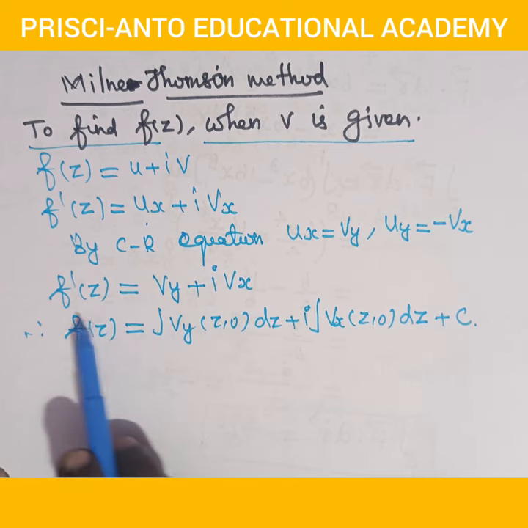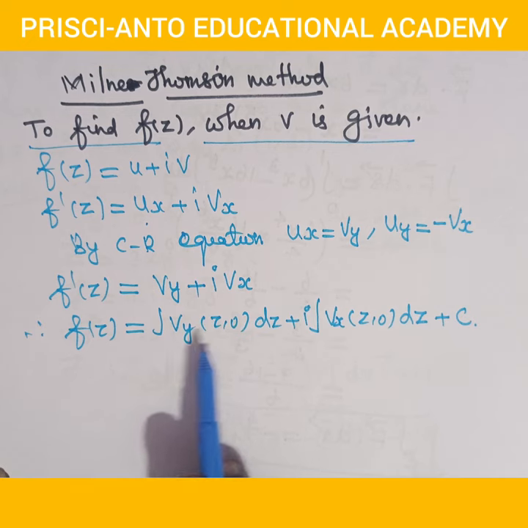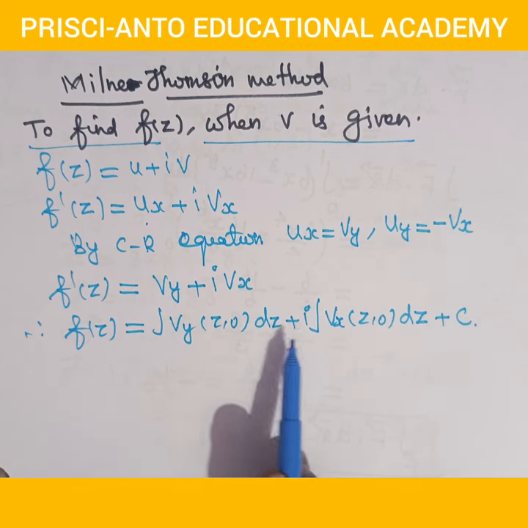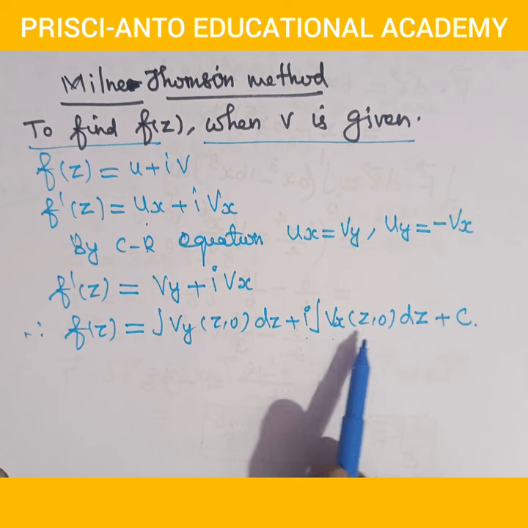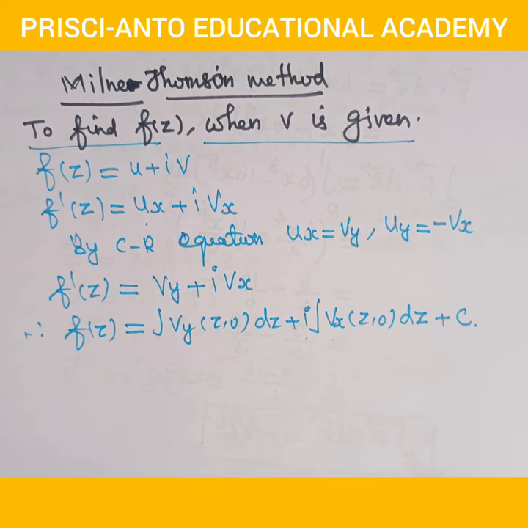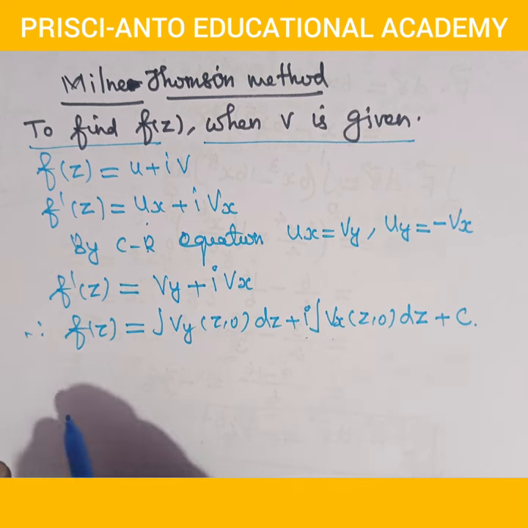If you are integrating it, f dash of z will become f of z, which is equal to integral vy(z, 0) dz plus i into integral vx(z, 0) dz plus c, where c is a complex constant.